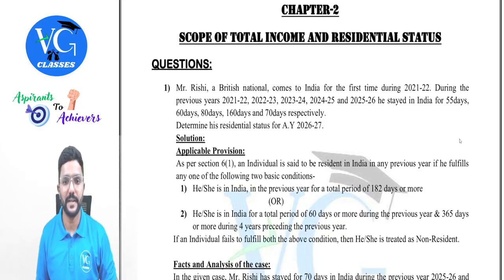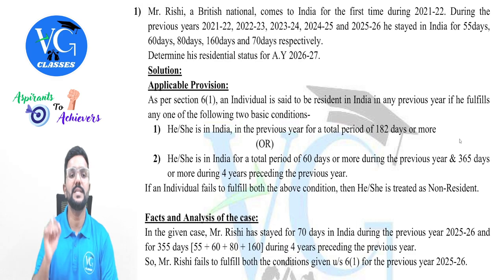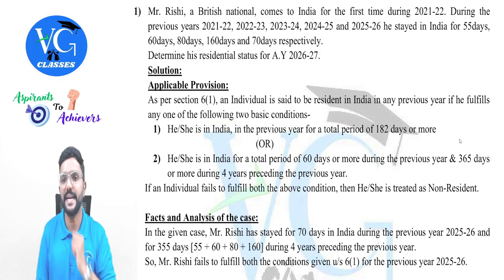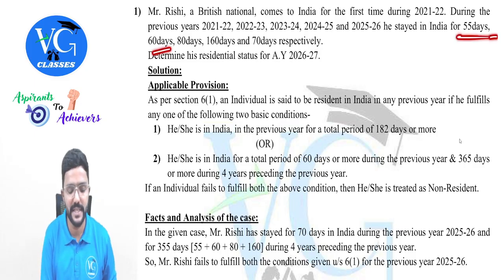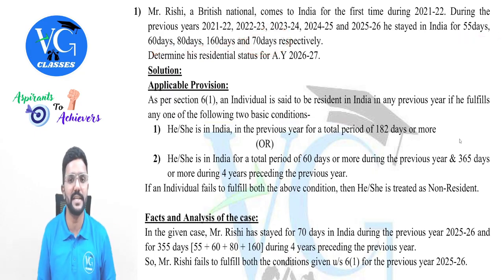Yes, sir. Fine, guys. So we'll quickly go through these questions. First one. Mr. Rishi, a British national, comes to India for the first time during the previous year 21-22. During the previous year, he stayed in India for 55 days, 60 days, 80 days, 160 days, and 70 days, respectively. Determine his residential status.